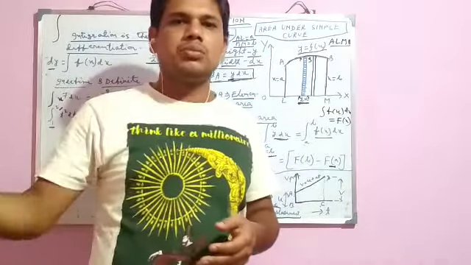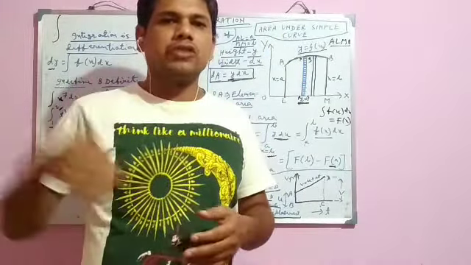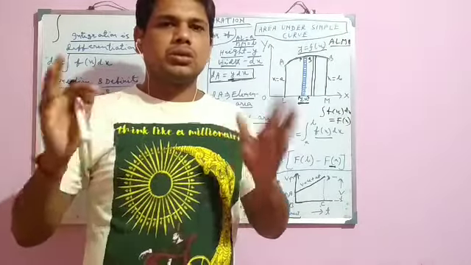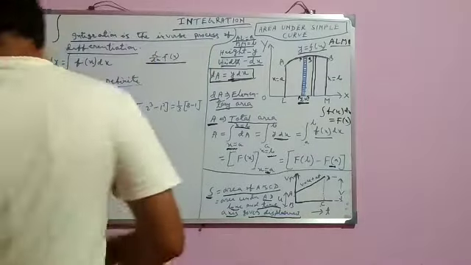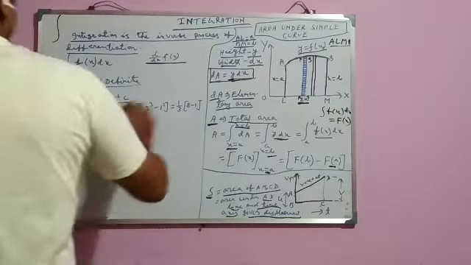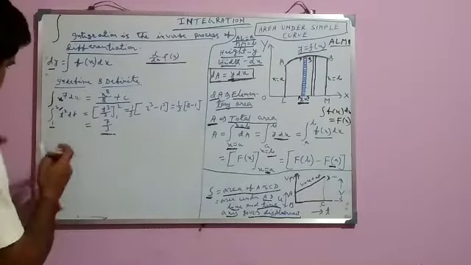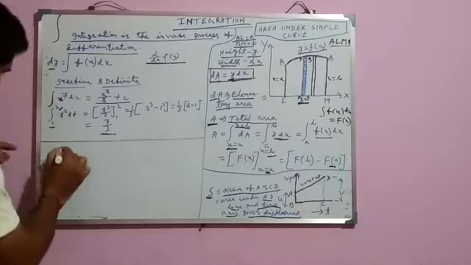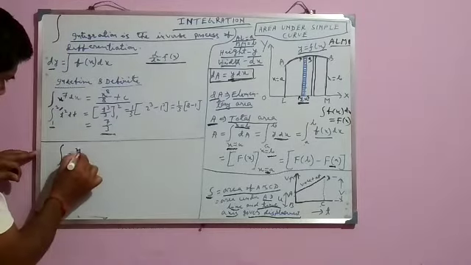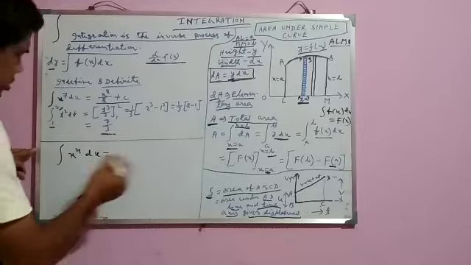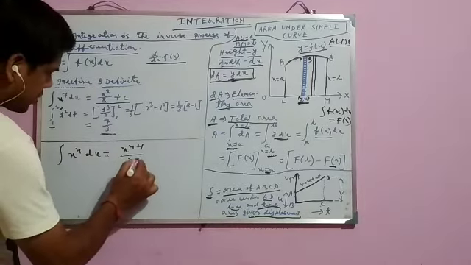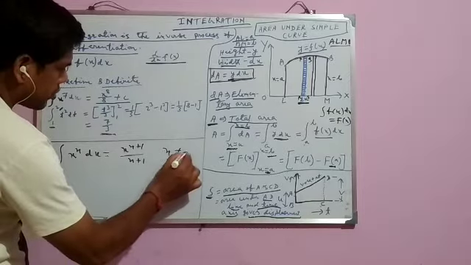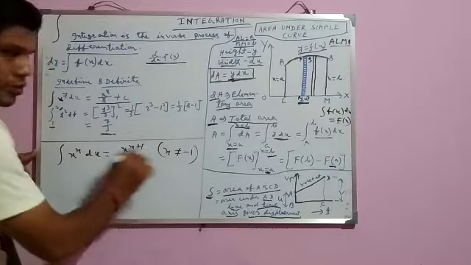I will give some notes regarding the formulas, so you just go through them. I am also discussing those formulas one by one quickly. Number 1: if it is x to the power n dx, then according to the formula it is x to the power n plus 1 by n plus 1. Here n is not equal to minus 1; only then is this formula valid.